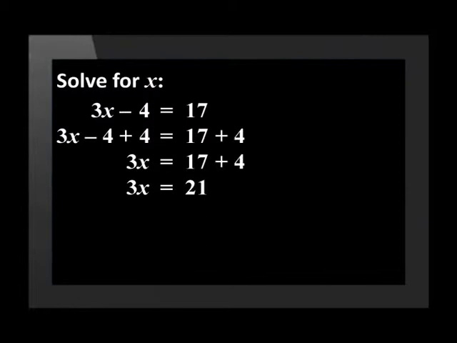Now we need to divide both sides by 3 to get the x by itself. So 3 divided by 3 gives us x on the left-hand side, and 21 divided by 3 equals 7. So this tells us that 7 is the solution that makes the equation work.